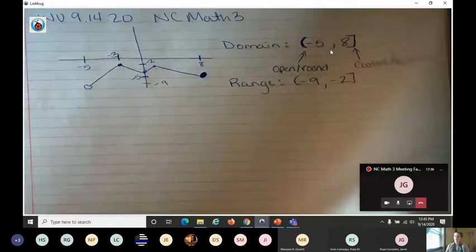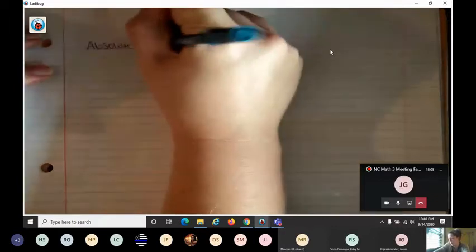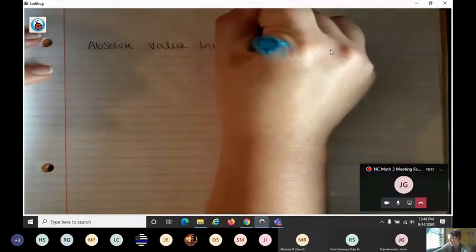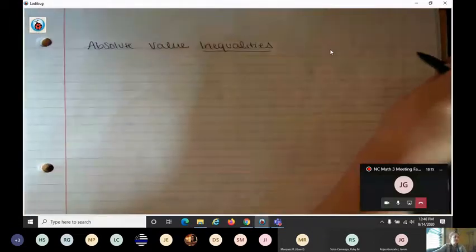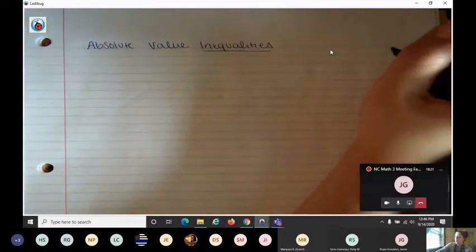Okay, so I'm going to start on a fresh page so that your notes are nice and neat, okay? We're going to use... all right, so we're solving absolute value inequalities. Okay, so last week we did equations. This week we're doing inequalities.